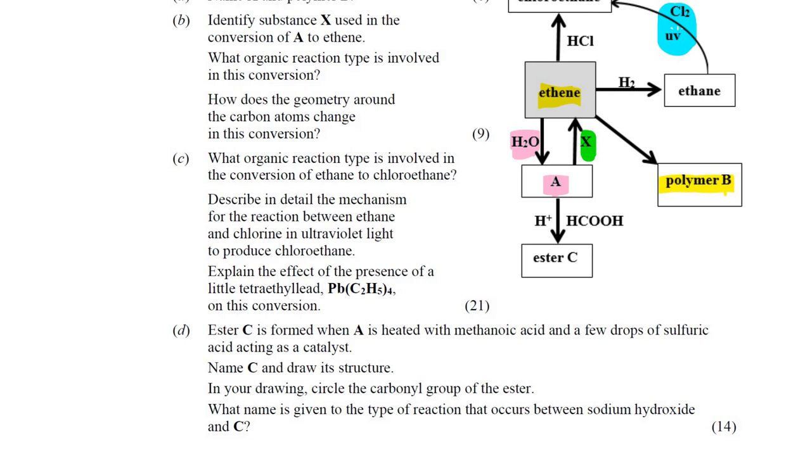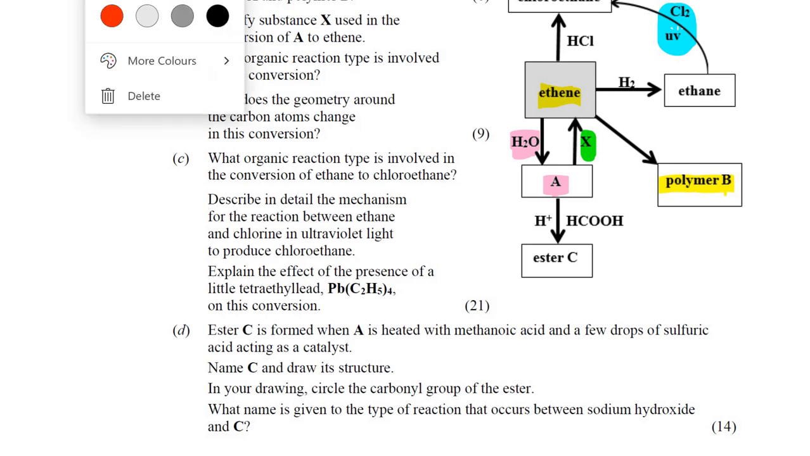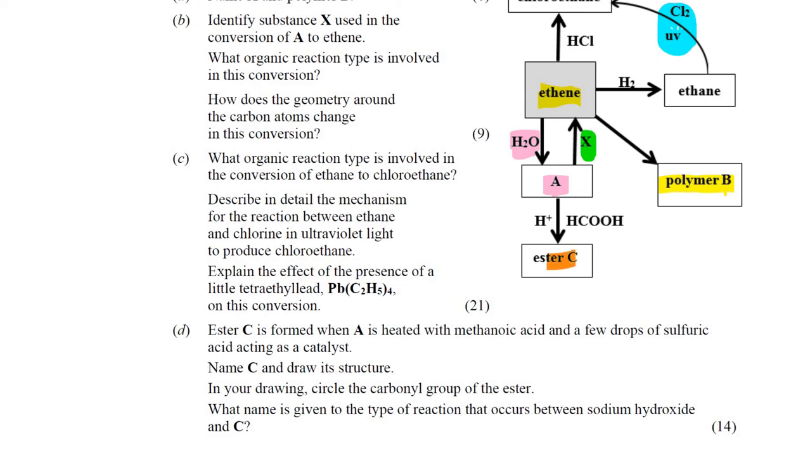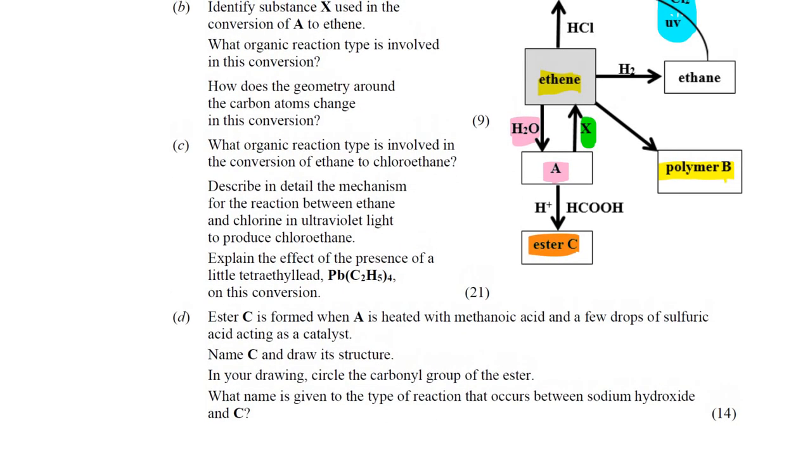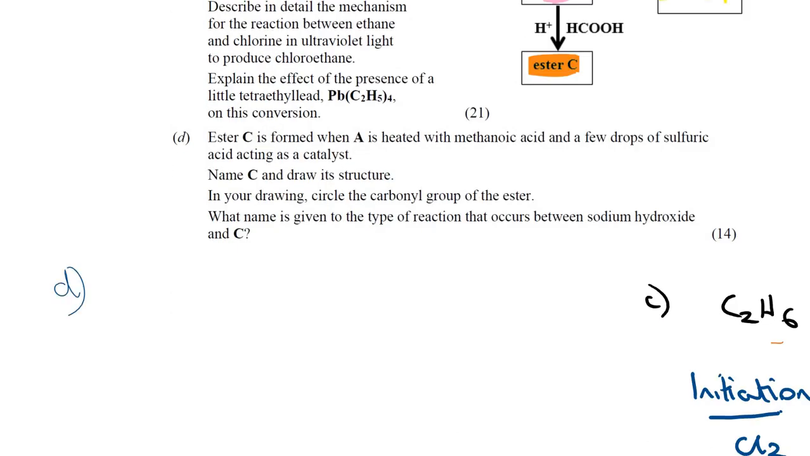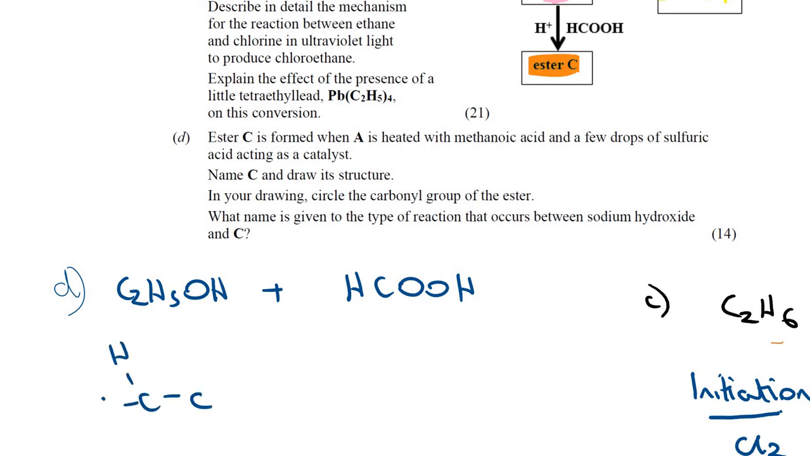Ester C, which is here, is formed when A is heated with methanoic acid and a few drops of sulfuric acid acting as a catalyst. Name C and draw its structure. Okay, so we can just do this here. We have ethanol reacted with methanoic acid, which is HCOOH, and the product that we form is, well, we still have our ethyl from the alcohol, and it forms the ester there.